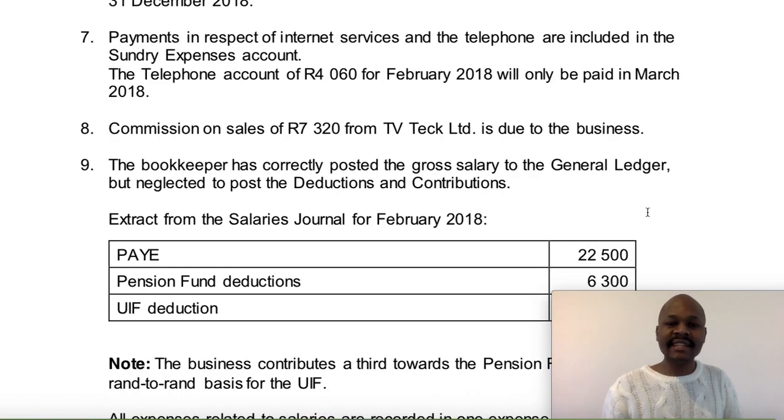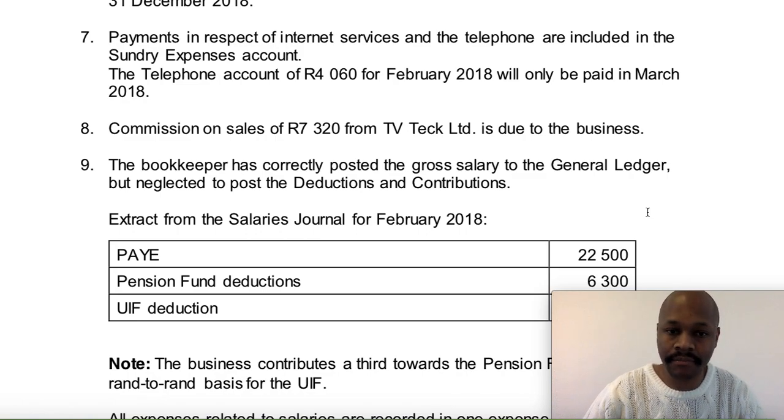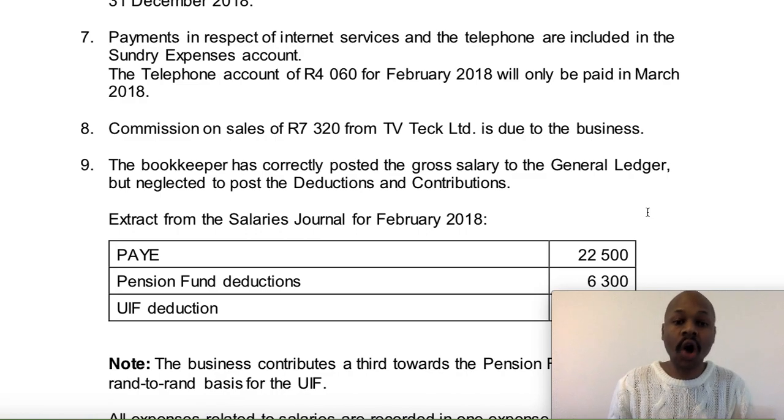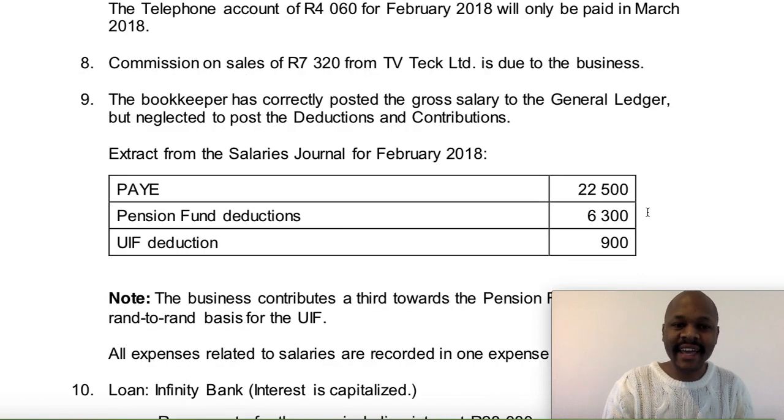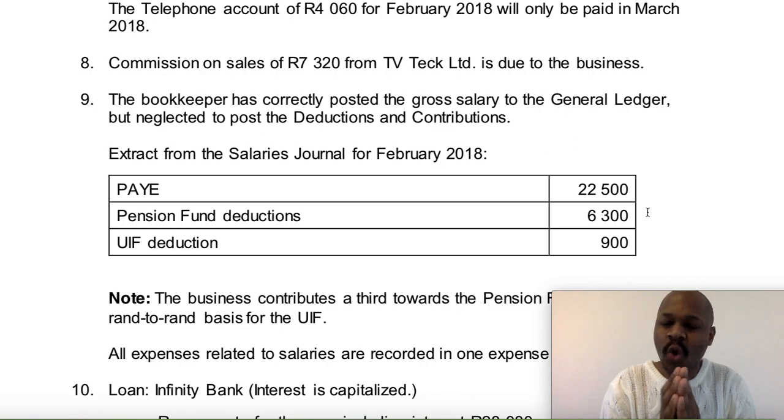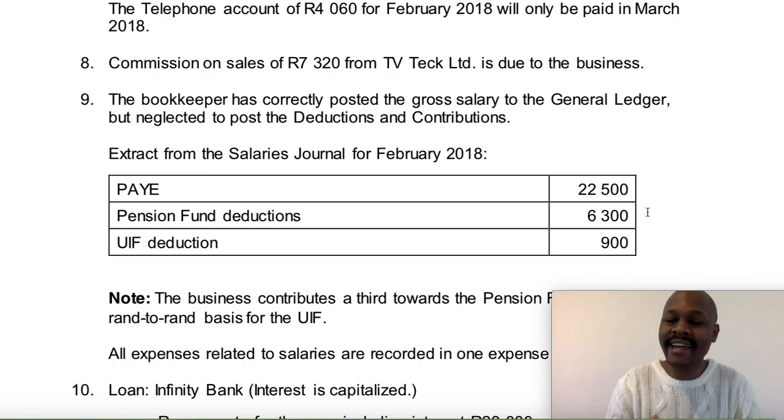Adjustment number 9 says the bookkeeper has correctly posted the cost of salary to the general ledger, but they neglected to post the deductions and contributions. They neglected or forgot to post the deductions and contributions. Extract from the salaries journal. So if they neglected, it means we still have to add what? Contributions, because contributions are a cost to the company. They add to the expenses on top of the salary you pay your employees.